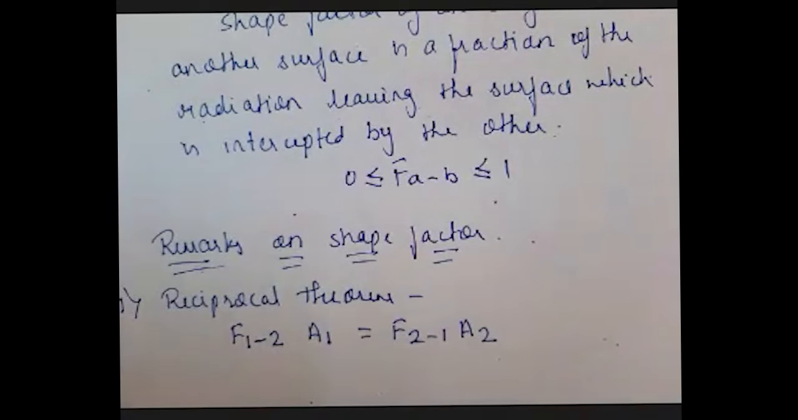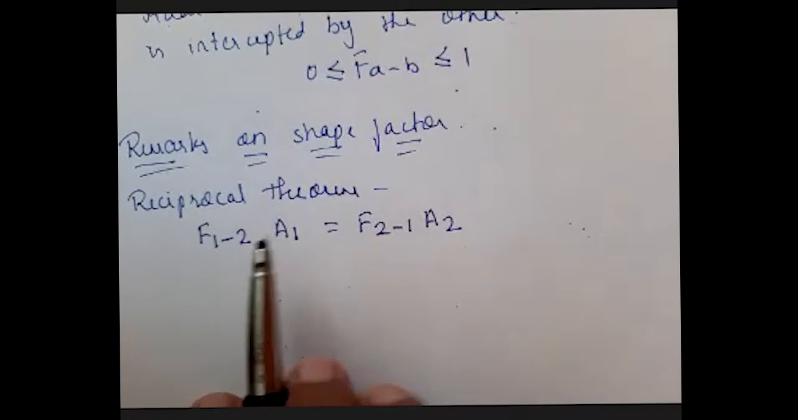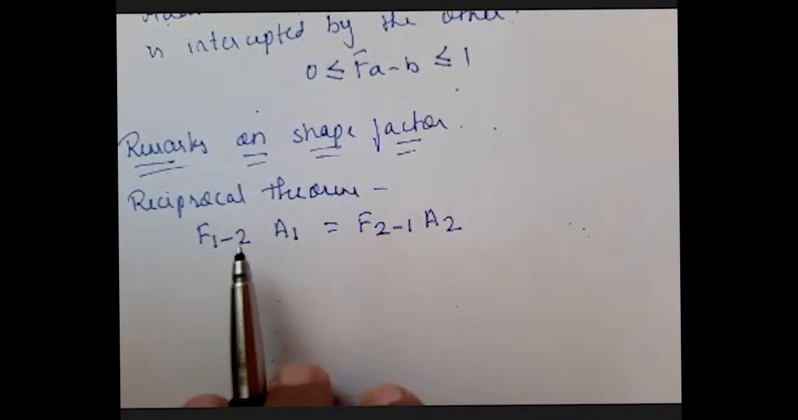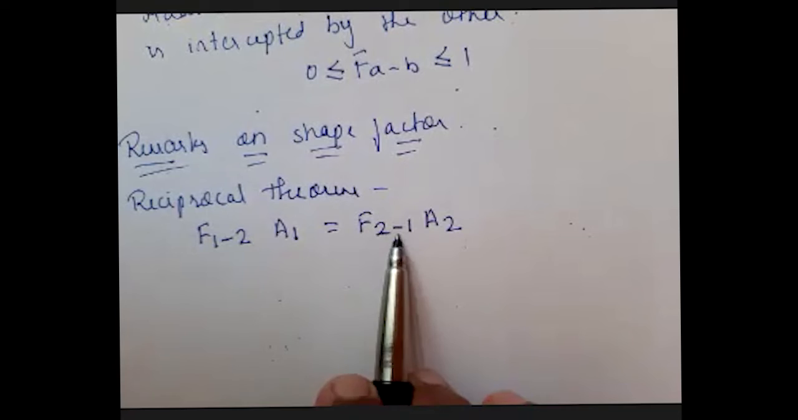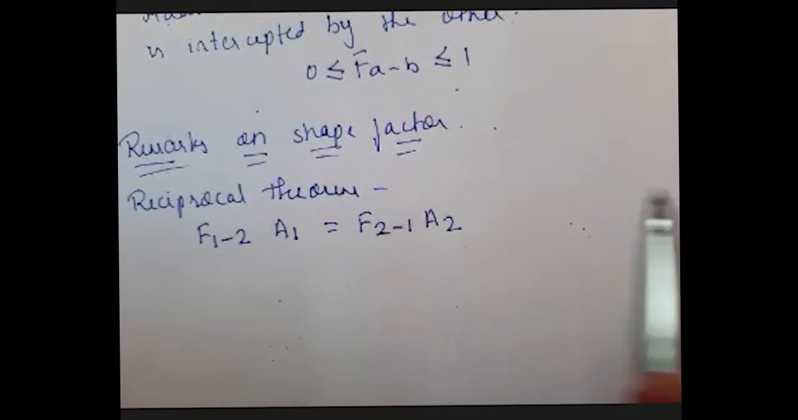Also, I know this equation is very essential and very important for me, especially when either of F12 or F21 is unity. Either of the two, that is F12 or F21, is unity, I can find out either of the shape factors directly by knowing the area.